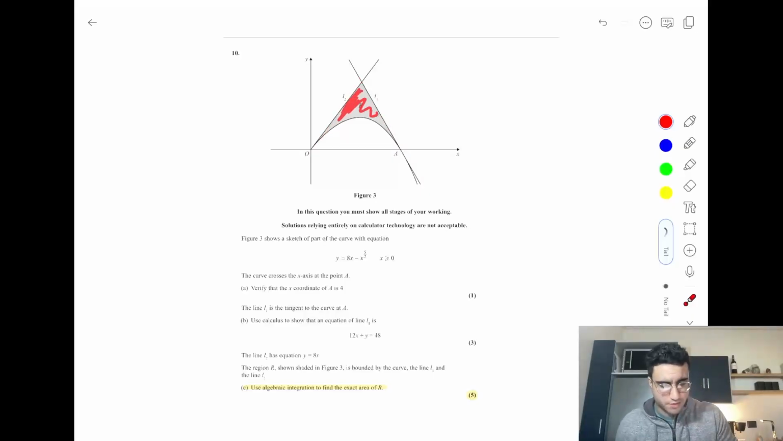Well, we are told to find this area, so let's see what this area actually encompasses. We have our curve over here, which is y is equal to 8x minus x to the power 5 over 2. That's part of our foundation. Part of our foundation as well is that what we have here is a triangle, held up by L2 and L1. And inside this triangle, we have this.